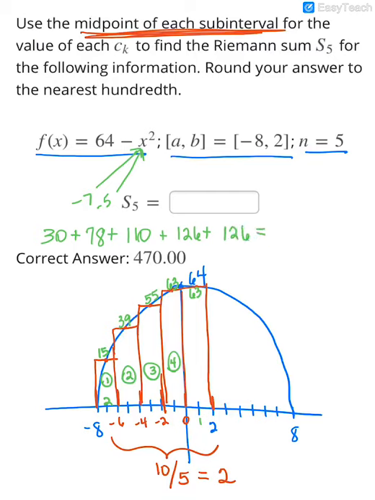So for my final total sum of my areas, if I take 30 plus my 78 plus my 110 plus my 126 plus my 126, I get a total area of 470.